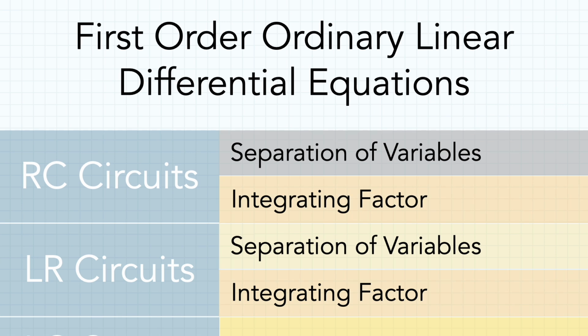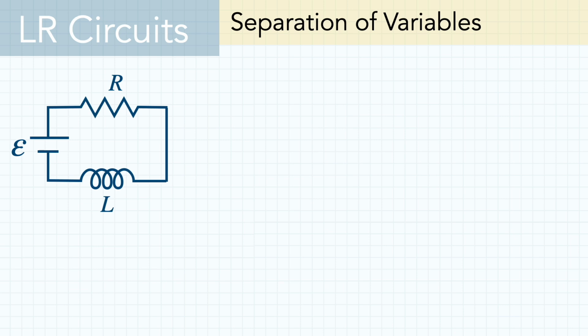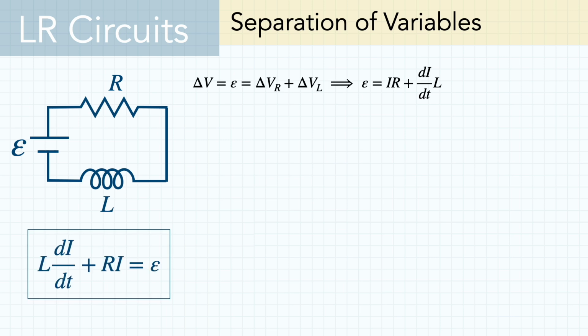Awesome. Since we're on the topic of separation of variables, we can real quick look at LR circuits as well. Once again, we have our circuit with a battery and a resistor and an inductor, and we can use Kirchhoff's loop rule to write that the voltage difference is the voltage across the resistor plus the voltage across the inductor.